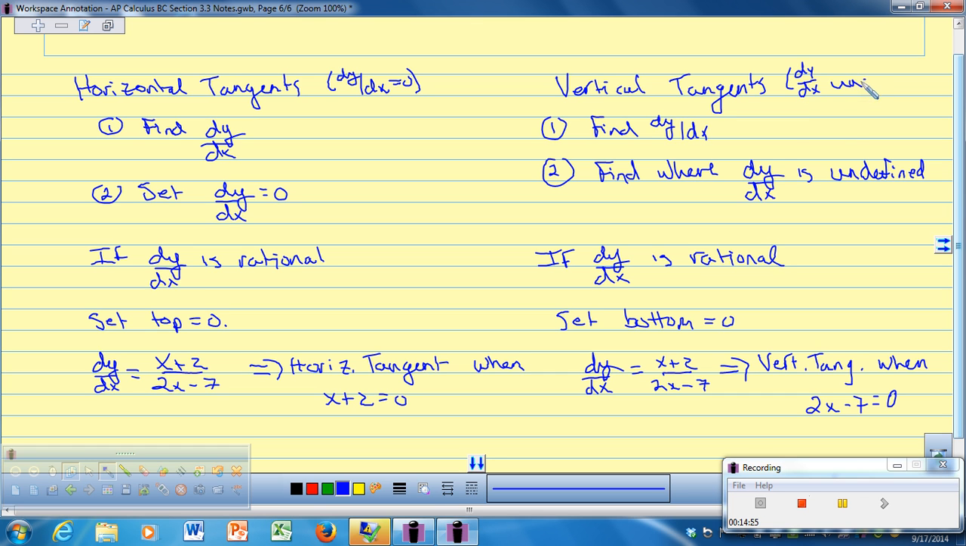Vertical tangents, that would be where dy dx is undefined. Vertical lines have an undefined slope. So to find where vertical tangents occur, you find dy dx, and then you find where dy dx is undefined. So if dy dx is a rational function, you set the bottom equal to 0. For example, x plus 2 over 2x minus 7, if that is our derivative, dy dx, then to find where the vertical tangent lines are, all you need to do is set the denominator, 2x minus 7, equal to 0, and solve for x.